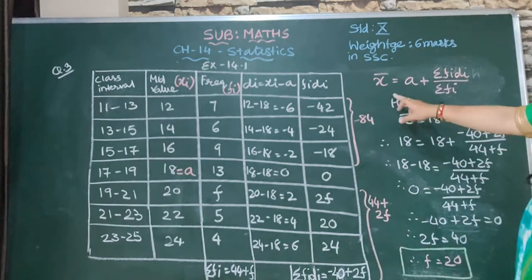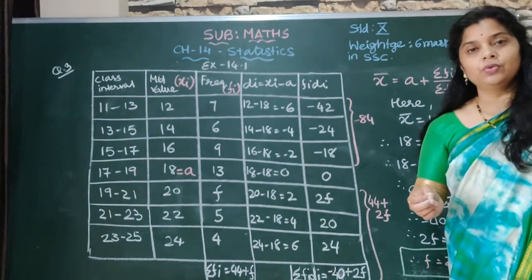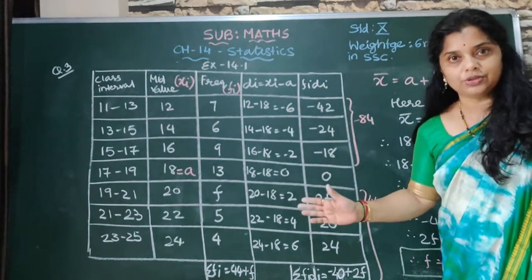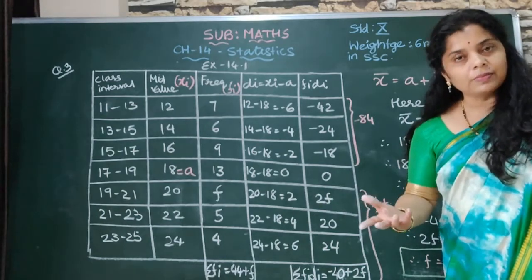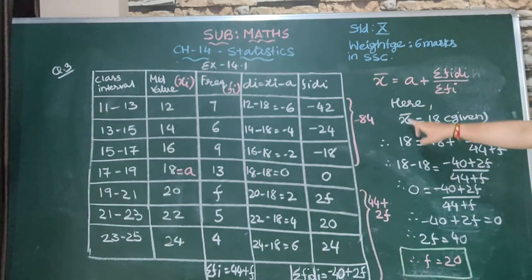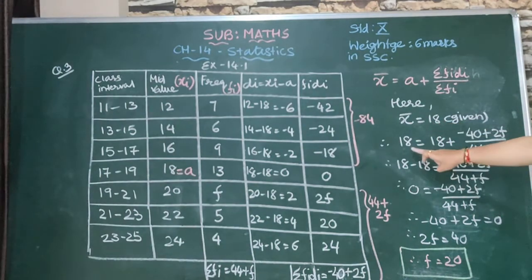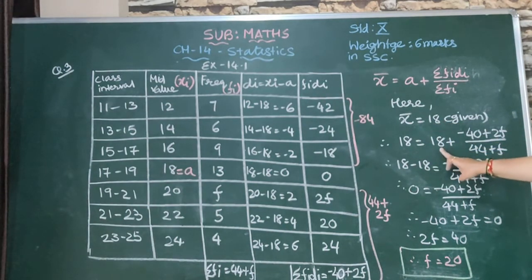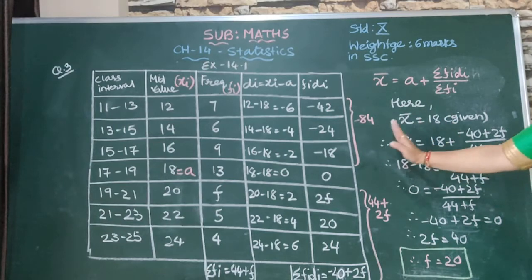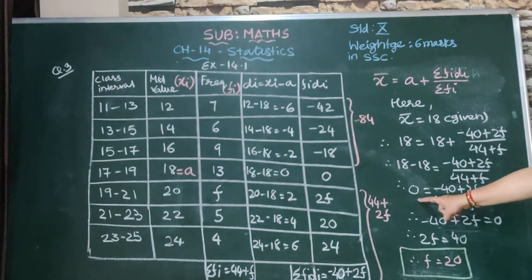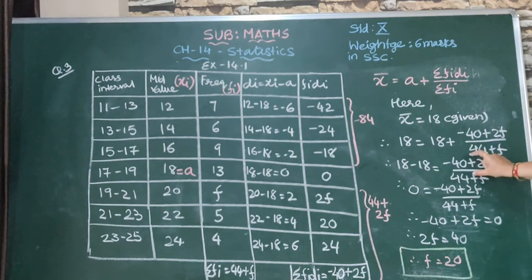Now, next, just substitute the values, whatever we got by the calculation and whatever is given. Okay. Now, here x bar is equal to 18, which is given, that the mean pocket allowance is 18. Therefore 18 is equal to, our assumed mean is also 18, plus minus 40 plus 2f by 44 plus f. Okay. Now this 18 goes to the other side. So 18 minus 18 is 0. This value we put as it is.